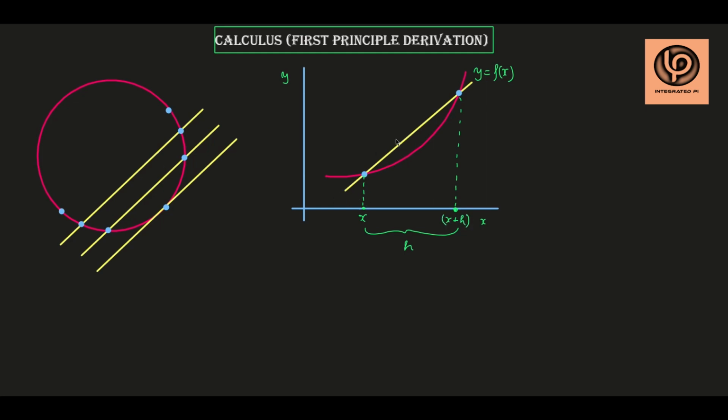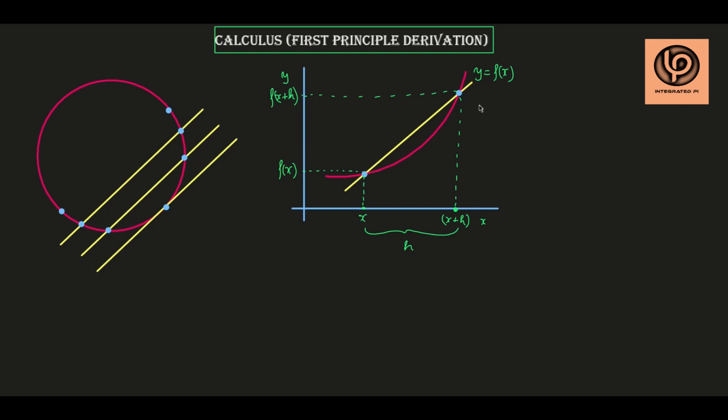To find the gradient of this secant here, we have the x coordinates and we need the y coordinates. So let's name this y coordinate as, because y is a function of x, we can write this as f of x. And for this point, we can write it as f of x plus h. So we are after this secant over here.